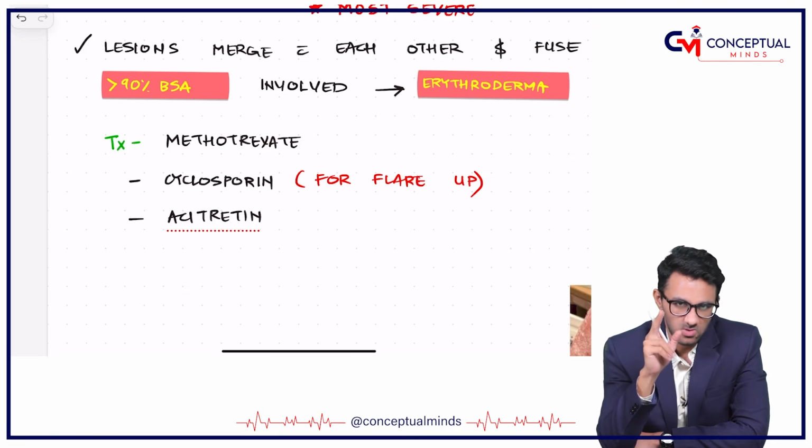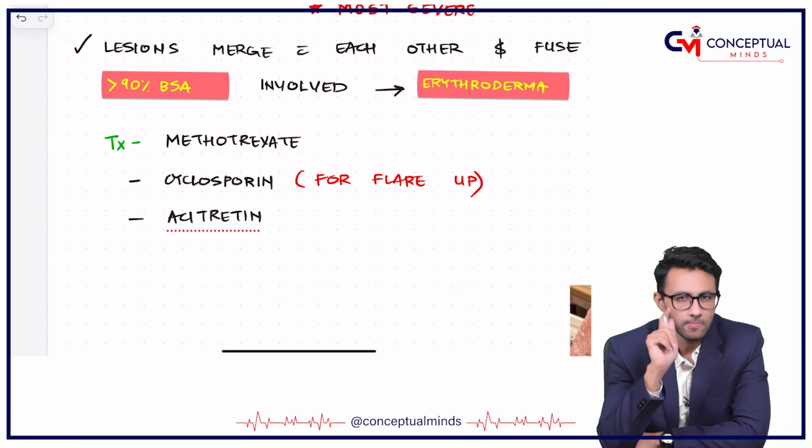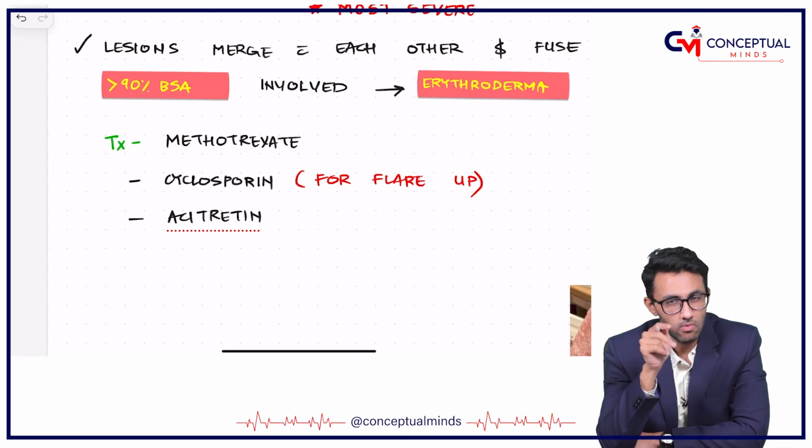We used cyclosporine before as well. Tell me, when did we use cyclosporine? Was it the drug of choice? No, it was not. What was the drug of choice there? Steroids. Systemic steroids you would give. But then why are we talking about cyclosporine there? Because if there is a contraindication of steroids, we would give cyclosporine. I hope these 2-3 points are very clear to you.